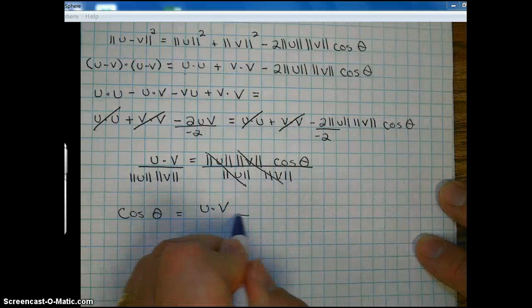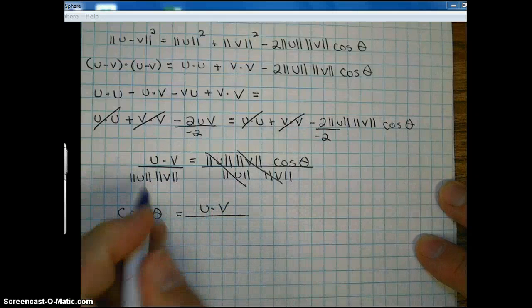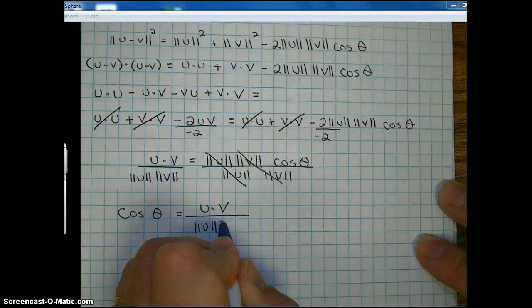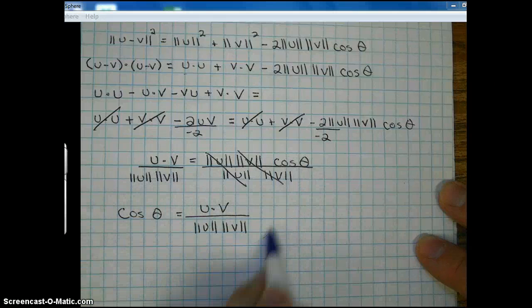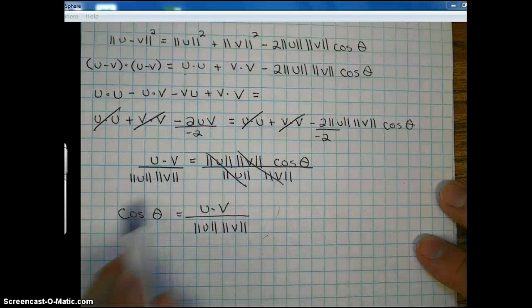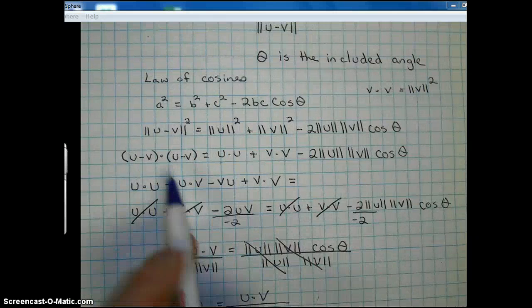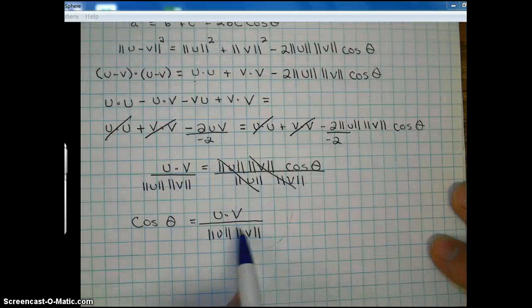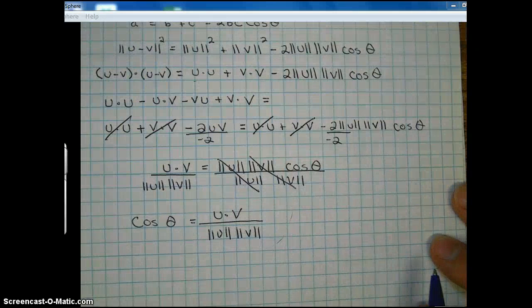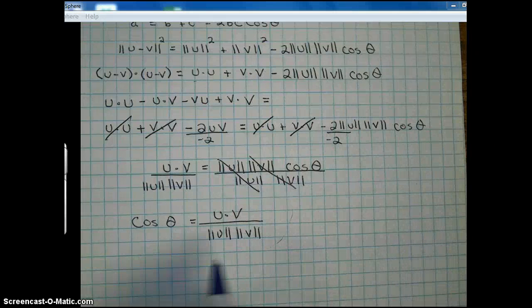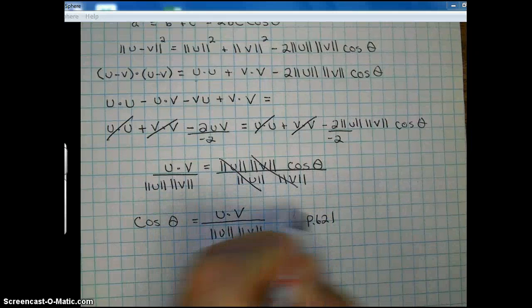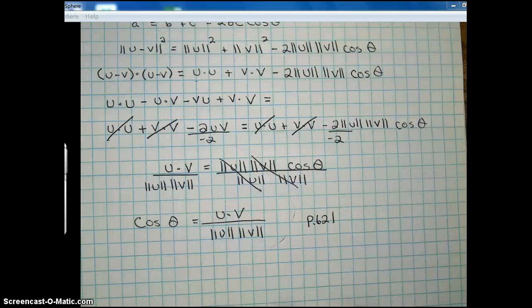Simple. We know how to do a dot product, divided by the magnitude of u, which we know how to find, times the magnitude of v, which we know how to find. So what we have here is a very easy, workable formula for finding the angle, where we don't have to do this long process. We can just go straight to this theorem and use it to find theta. And this theorem is found on page 621. And this process is also found on page 621.